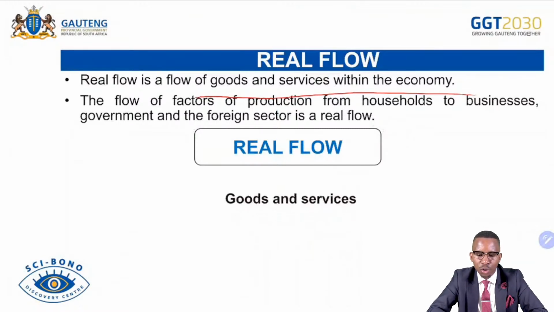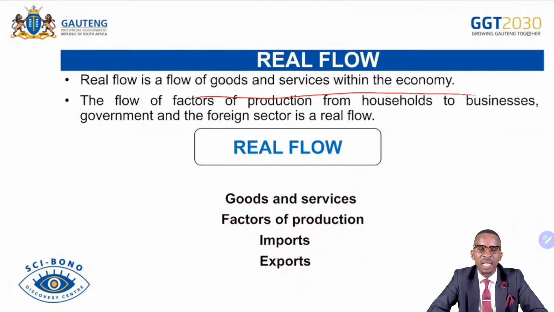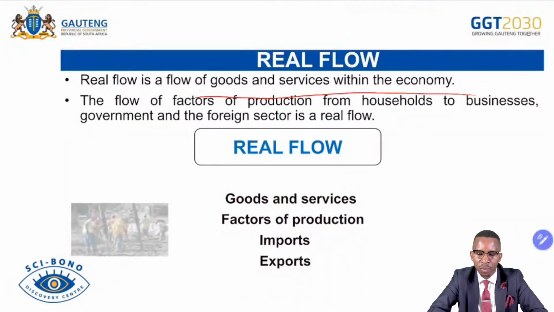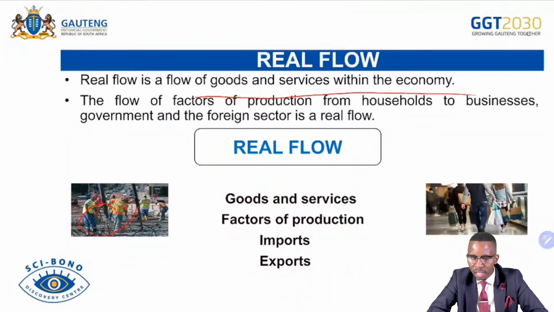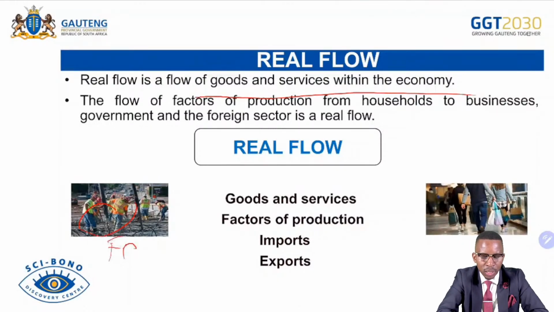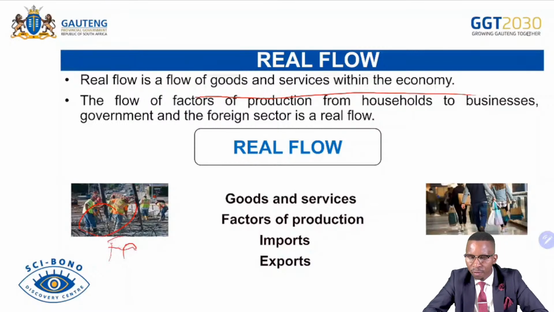So we have the likes of goods and services as examples, factors of production, imports, as well as exports. These are examples of the real flow in the economy and the circular flow. So we see workers are working, they have sold their labor, so they are employed in this image or picture. And then also here, we can see the flow of goods and services. So here we have factors of production being sold, and on the side, we have the goods and services. So goods are also sold.